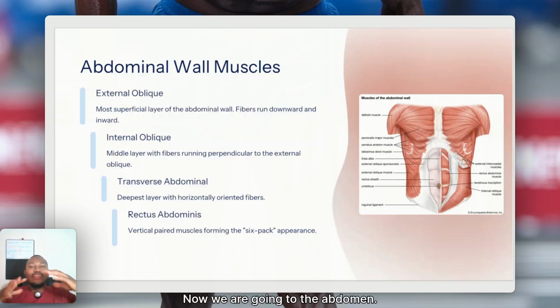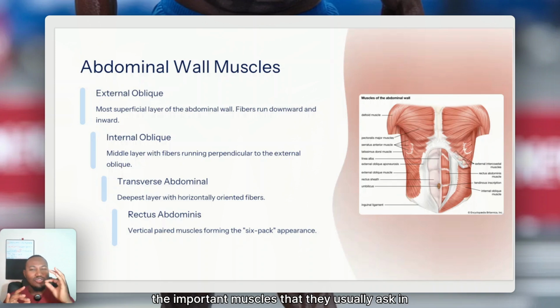Very important. Now we are going to the abdomen. We've passed the thorax, we are in the abdomen. Remember what we are doing? I am selecting the important muscles that they usually ask in your exams, both college exams for your AP1 and AP2, and also for your NCLEX. So I'm trying to select them one after the other. Now for abdominal wall muscles, we have the external oblique, we have the internal oblique, we have the transversus abdominis, and we have the rectus abdominis.